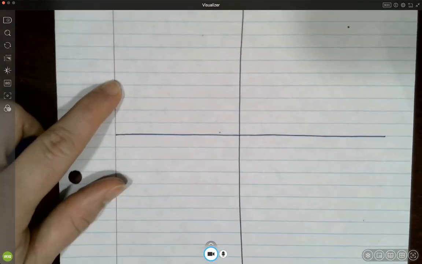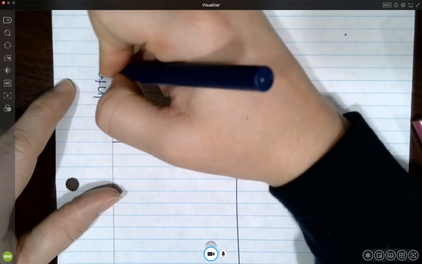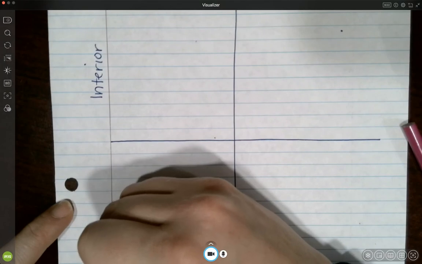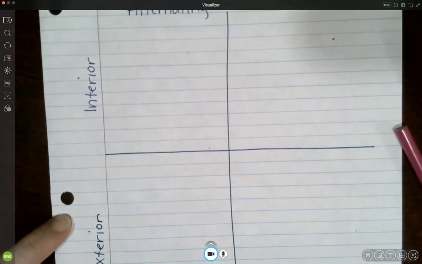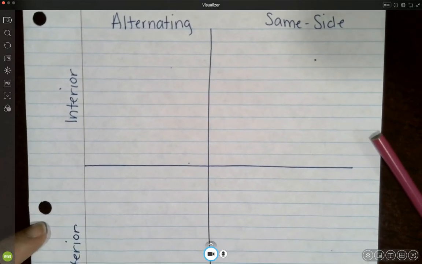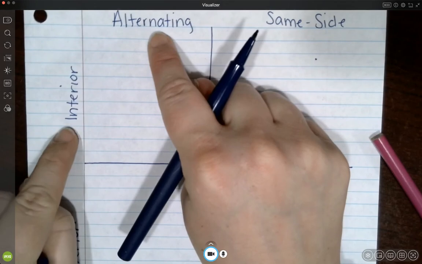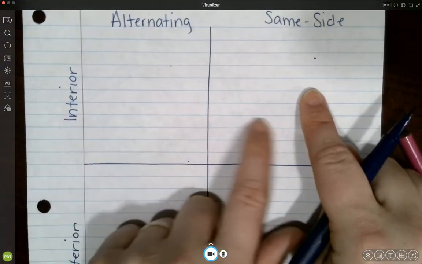And going down the side of our paper on the top, we're going to put interior. And on the bottom, we're going to write exterior, because our concept of these words are utilized together. So in this first square, we're going to have alternating interior. In this top right square, we're going to have same side interior.